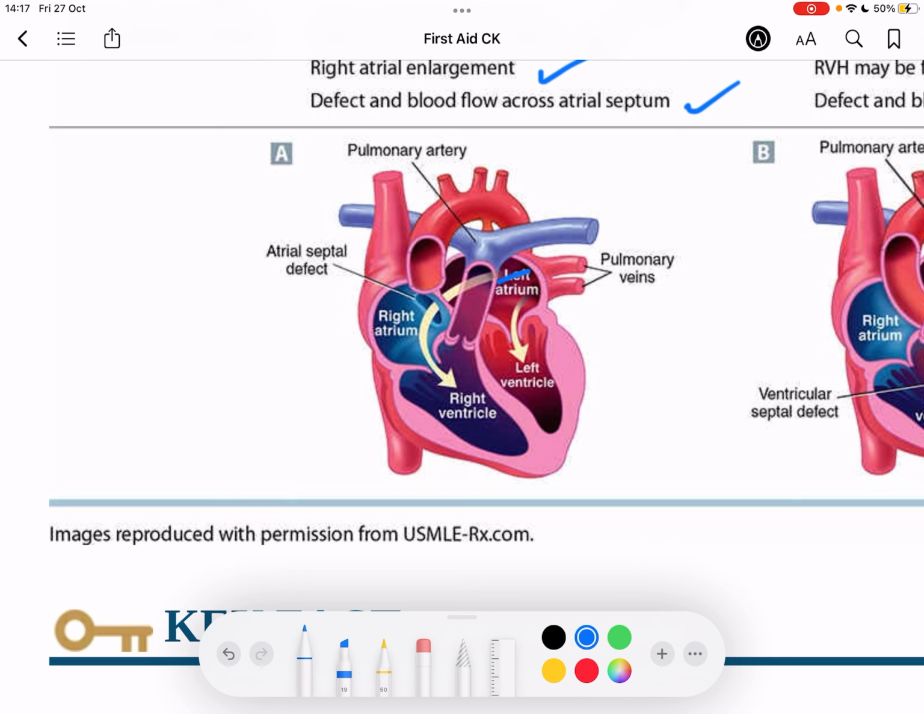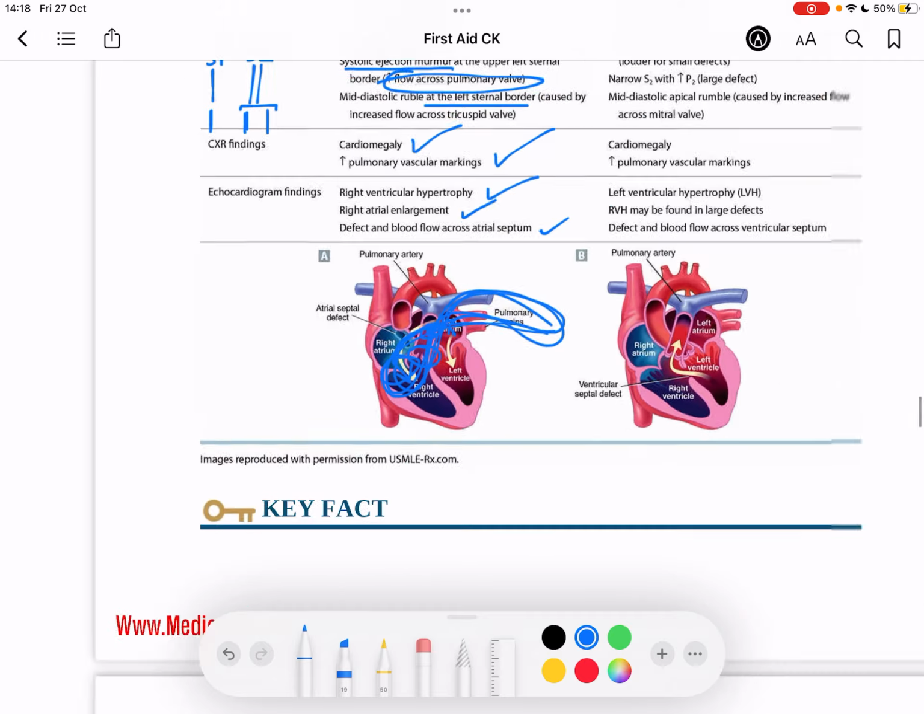You can see blood is crossing from the left side of high pressure to the right side of low pressure. We can cause a flow murmur here and a flow murmur here because of this increased blood flow. Blood's going to be constantly coming into the pulmonary circulation, then coming back into the left side of the heart, then back into the right. So we get this constant circulation of more blood, which can cause right-sided hypertrophy and congestion of the pulmonary vasculature.